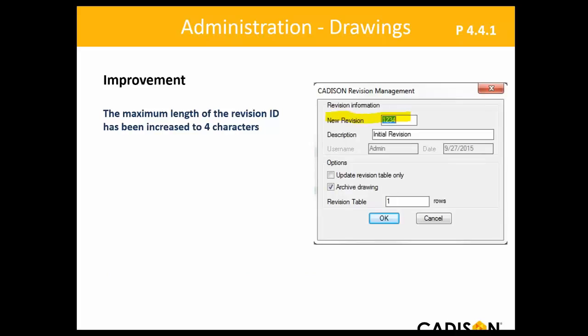Then another improvement in case of the revision from drawings. That was a wish from customers that the characters we have for the revision ID was before only 3, now we have 4. So you can also use this in a way. Here you should discuss internally how you can use it in a proper way.